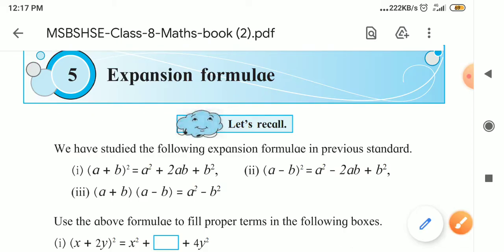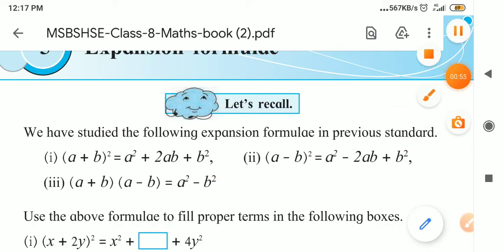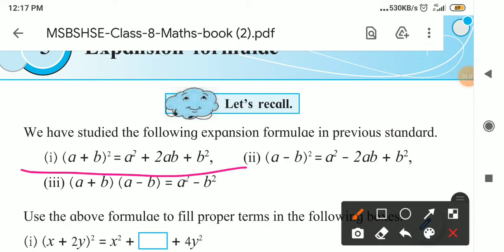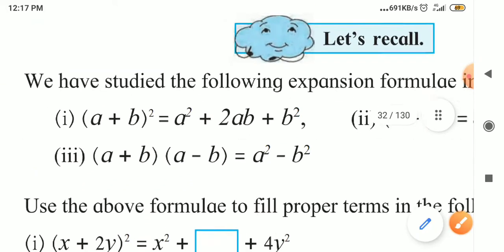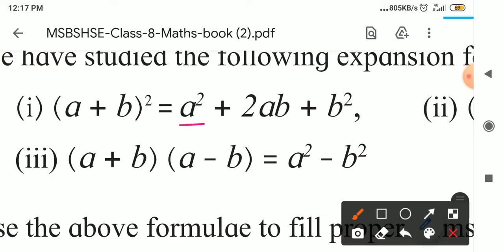Before starting the lesson, let's recall some of the expansion formulae that we studied in the previous class, standard 7. So (a + b) whole square is equal to a square plus 2ab plus b square, meaning first term square, 2 into the product of both terms, and last term square. This is the expansion formula.